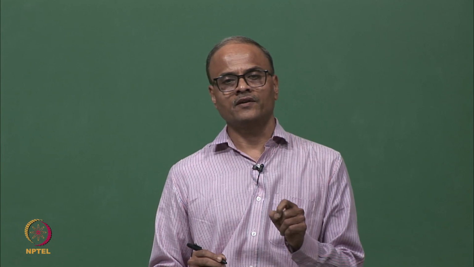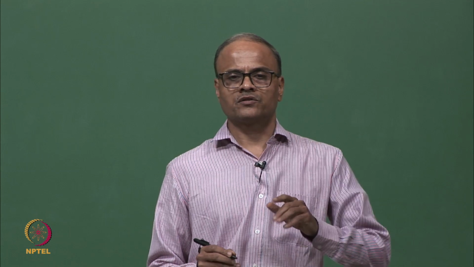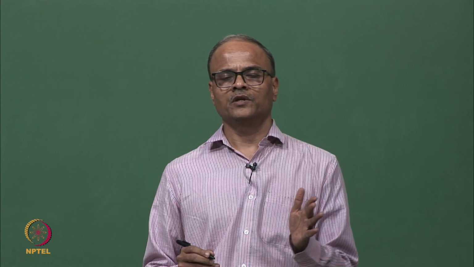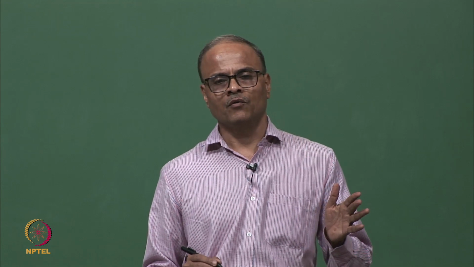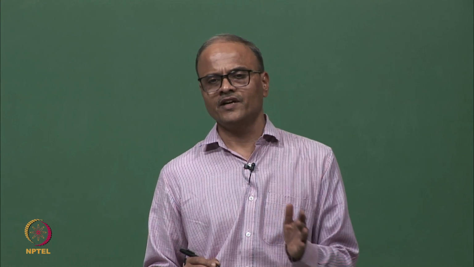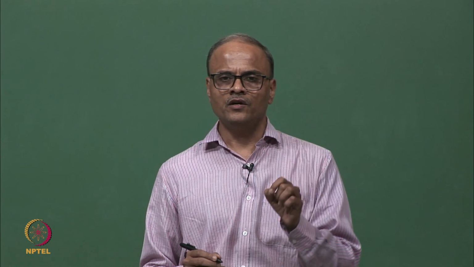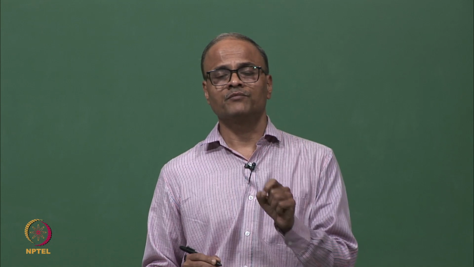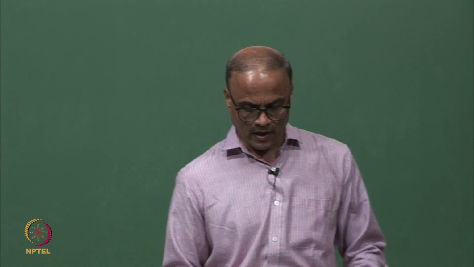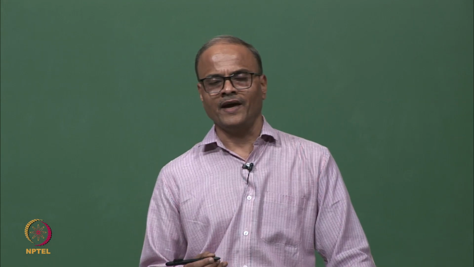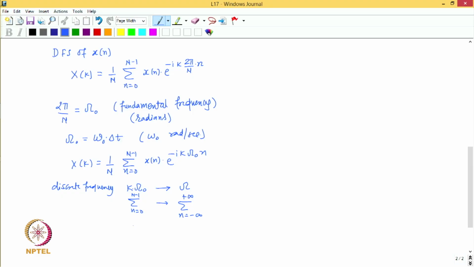it will become infinitesimally small, because the frequency components have become continuous, they are no longer discrete. So the strength of individual specific frequency components becomes infinitesimally small, and hence instead of finding the limit of xk, we find the limit of xk upon 1 by n. So let us incorporate these changes here.